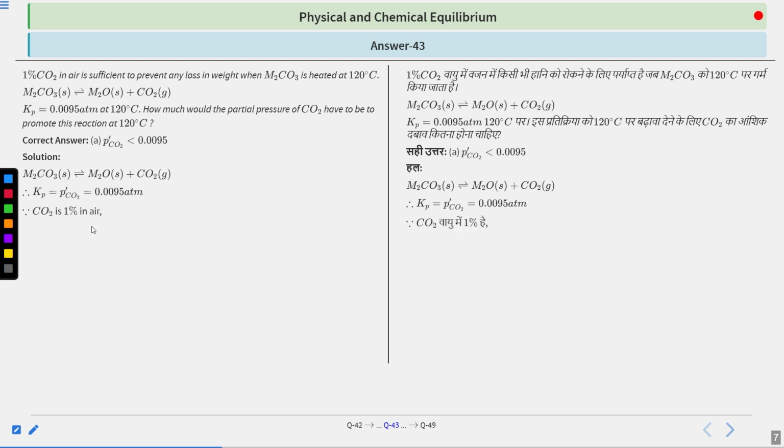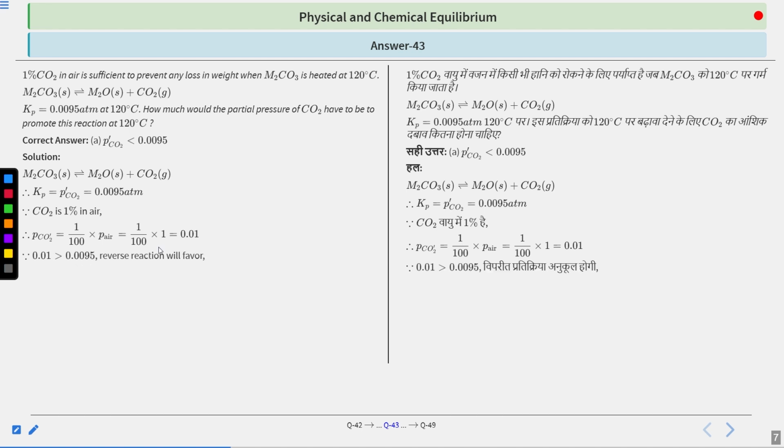Now since CO2 is 1% in air, therefore pressure of CO2 is 1 by 100 into P air, which is the pressure of air, that will be 0.01. And since 0.01 is greater than 0.0095, the reverse reaction will be favored. So then according to Le Chatelier's principle, your P dash CO2 will be less than 0.0095.